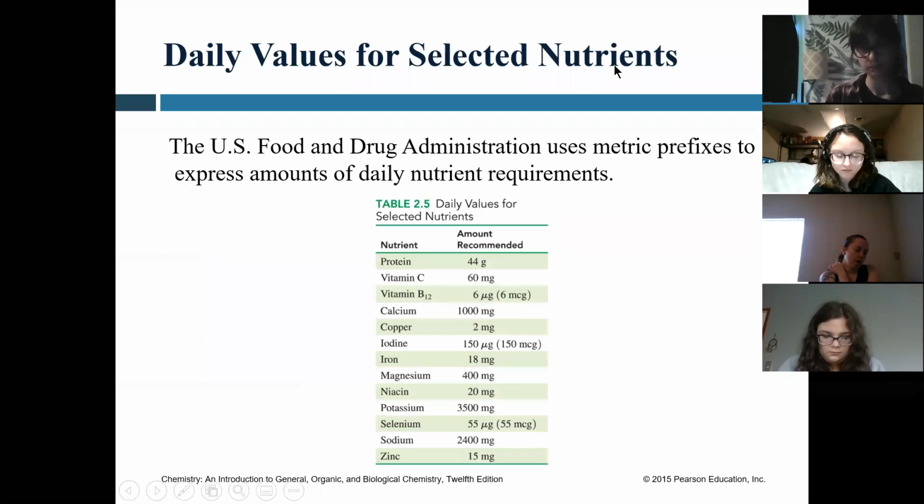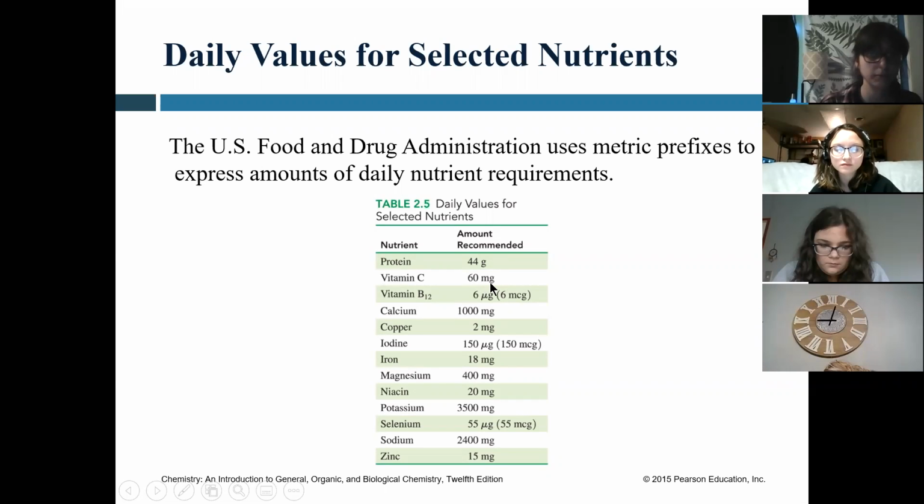So prefixes, yeah, if you've ever looked at daily nutrient values on the back of some food, it looks like this is what we need to be eating throughout the day, they use prefixes. So we can see here for protein, we need 44 grams. Vitamin C, we need 60 milligrams. A milligram is 1,000th of a gram, so much less vitamin C than we do need protein. Vitamin B12, right, we need 6. This is a microgram. This is even tinier than our milligram. So those are what those numbers are sitting in front of the gram value.